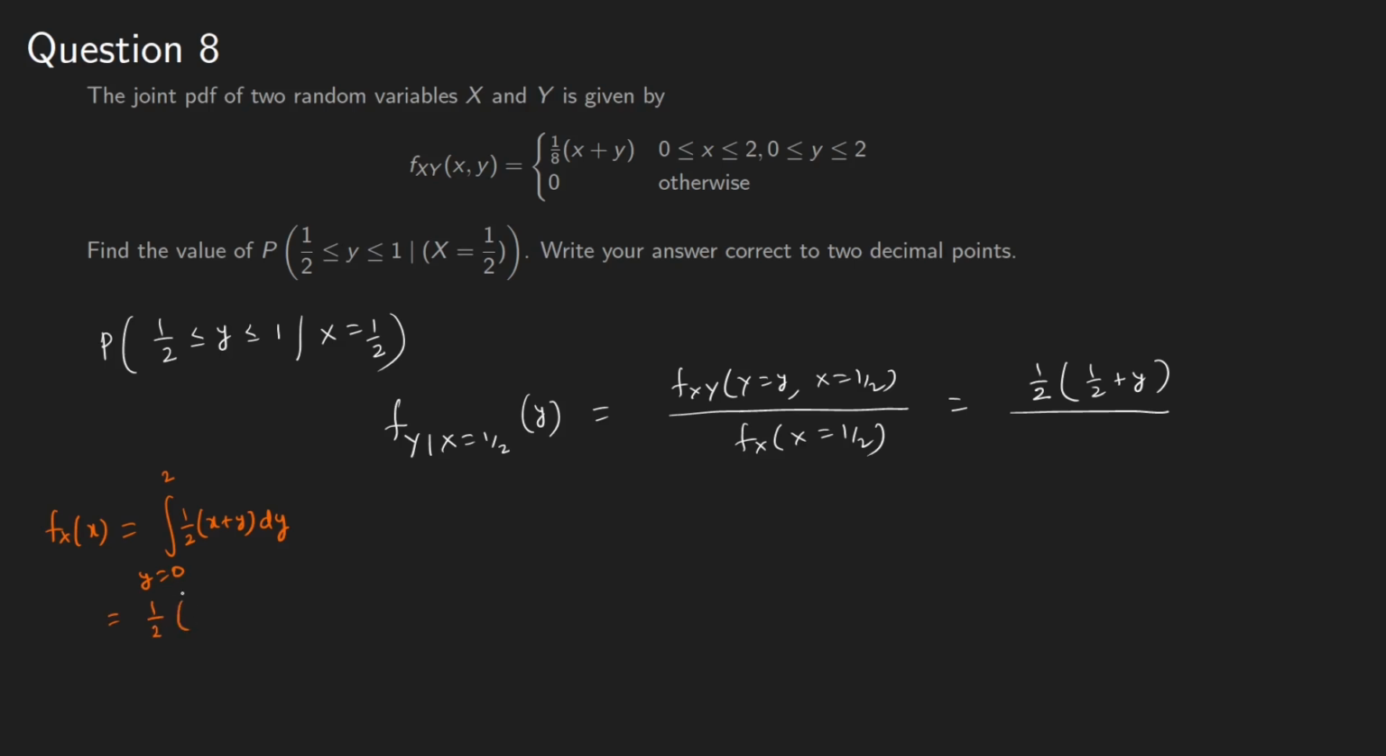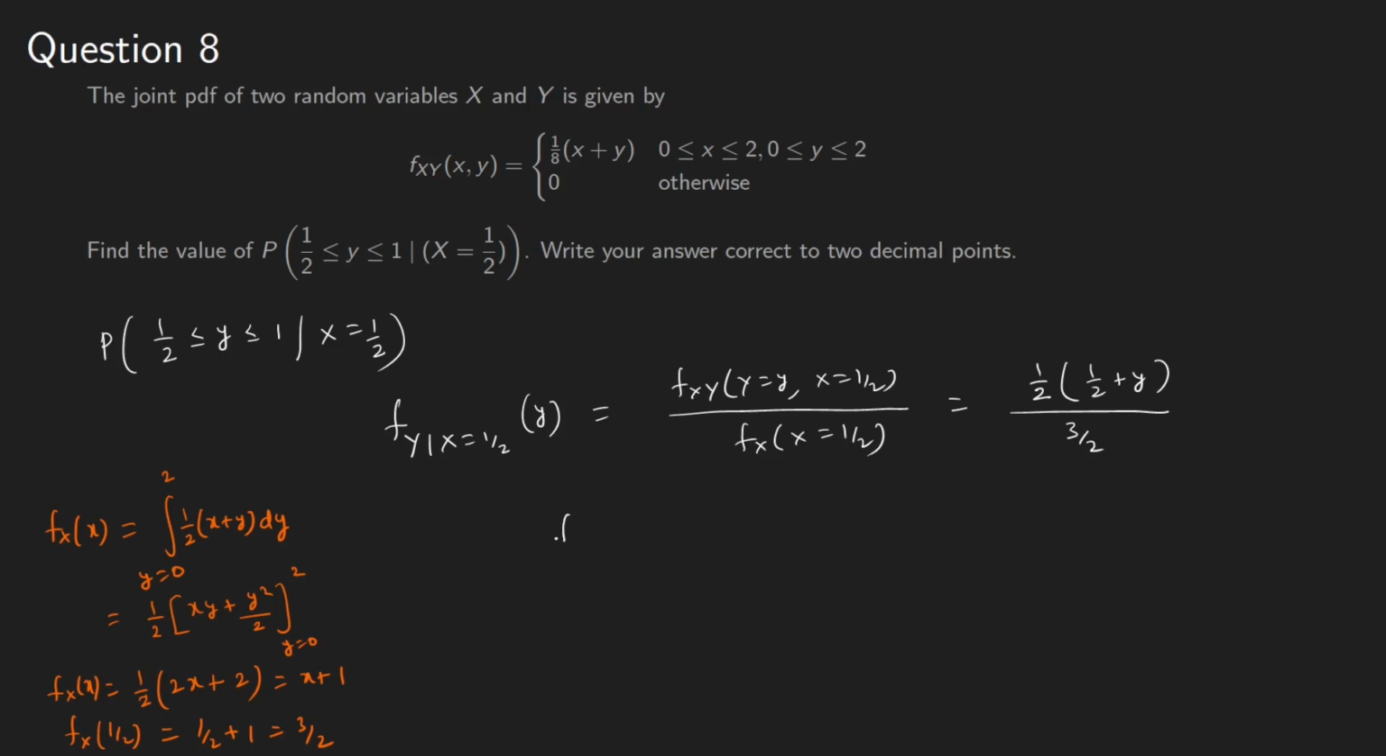So it will become half, we will take out, then we will be left with xy plus y squared by 2. Y goes from 0 to 2. So the marginal of x will be simply equal to half times 2x plus 2, which will be just equal to x plus 1. So now marginal at half, we will calculate, that will come out as half plus 1, that is 3 by 2. So this is equal to 3 by 2, marginal of x.